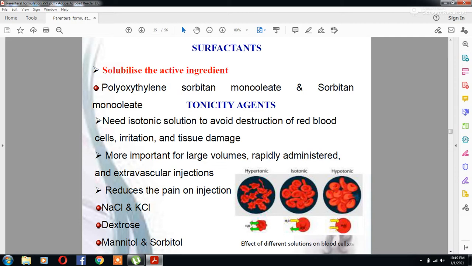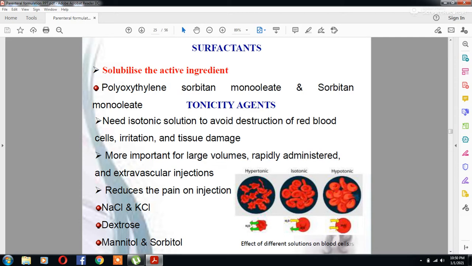Tonicity agents. We need isotonic solutions to avoid the destruction of red blood cells, irritation, and tissue damage. This is more important for large volumes, rapidly administered and extravascular injections. It reduces the pain of injections, for example sodium chloride and potassium chloride, dextrose, mannitol, and sorbitol.